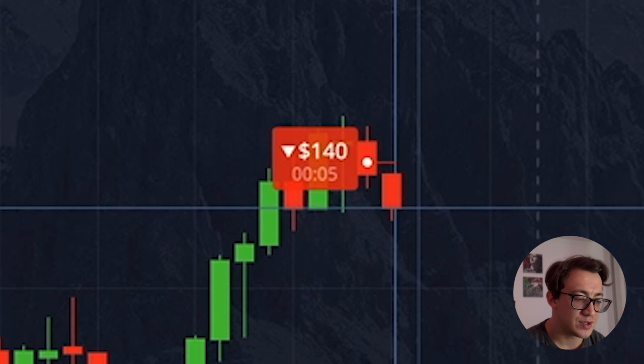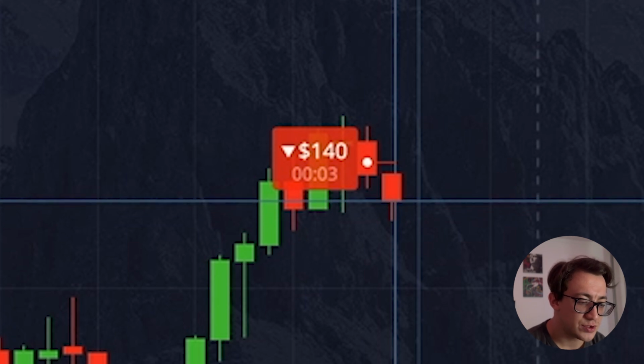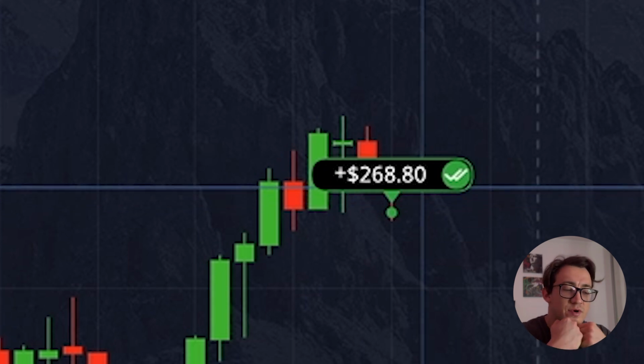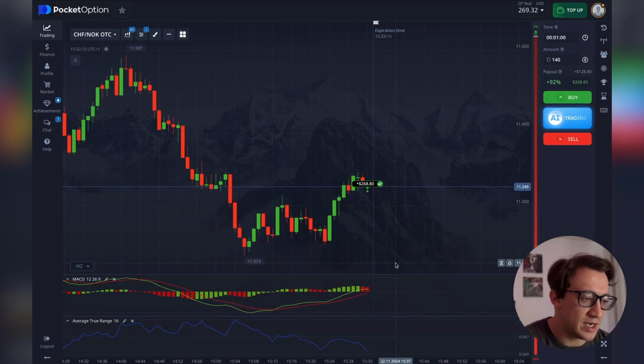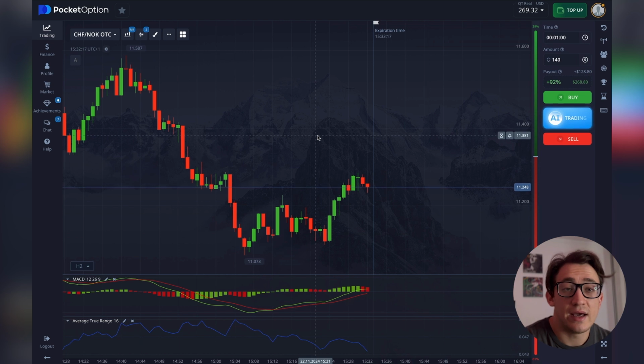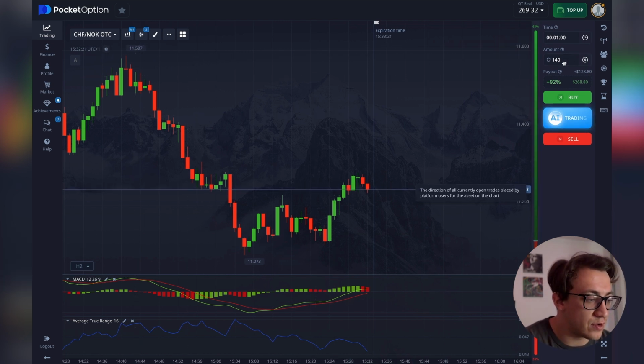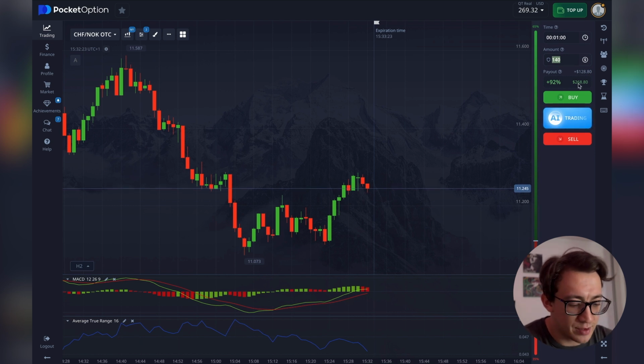But as you can see, the price motion is looking very good for us, and so we get the first profit. So my bank account is $269, guys, and I'm glad to see that. So we just change the amount for one trade and move on.